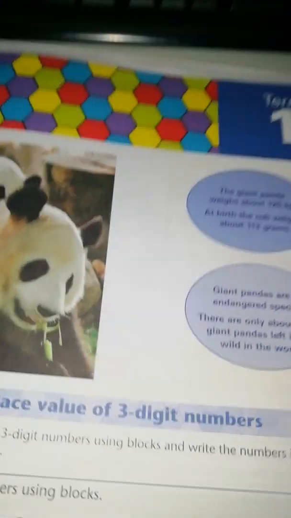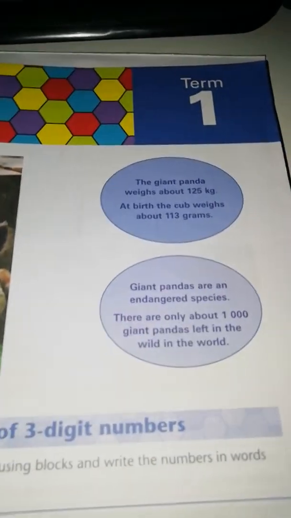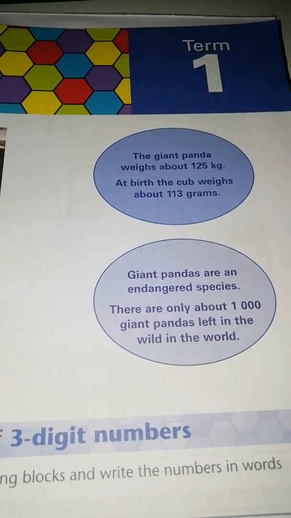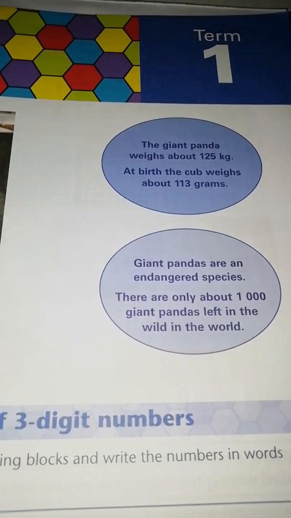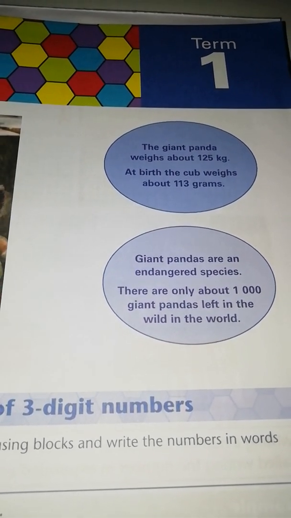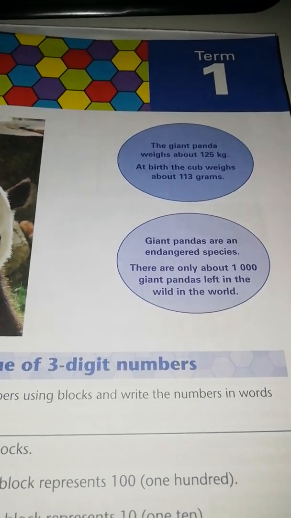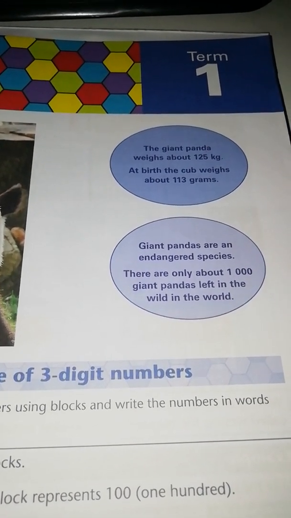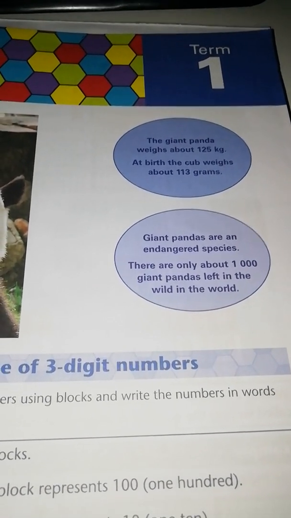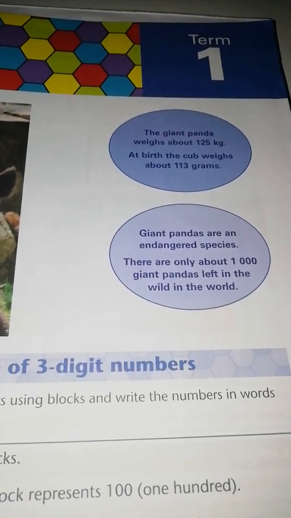Right, so some fun facts. The giant panda weighs about 125 kilograms. At birth, the cub weighs about 113 grams. Giant pandas are an endangered species. There are only about 1,000 giant pandas left in the wild in the world.